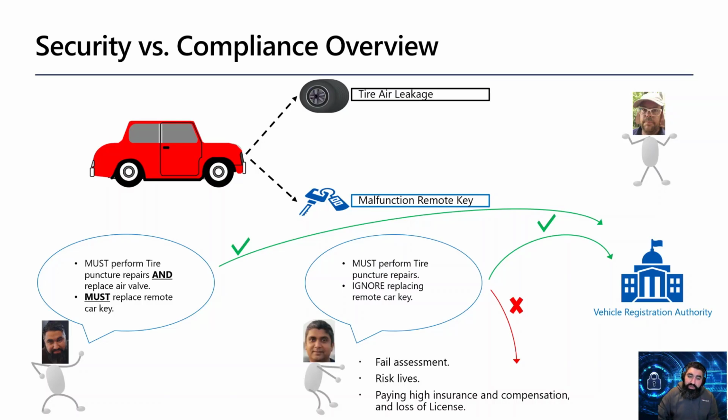For the remote key issue, it must be replaced. This is to protect Maca's investment and to enhance the safety of the car against theft. Also, having a working remote key would make it easier to lock and unlock the car without having to physically be next to it. And it makes more sense functionally.